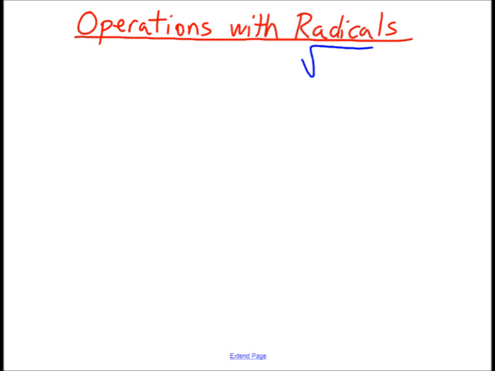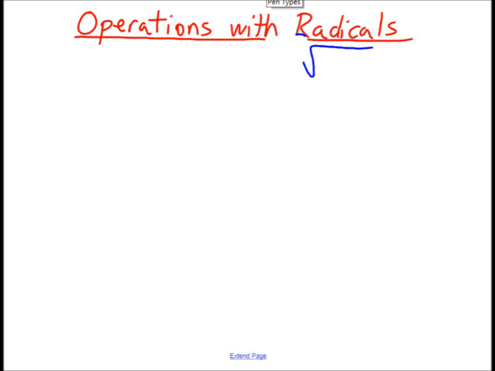If you don't see an index, the index is 2, meaning that you're taking the square root. You won't see an index when we are taking the square root of things, so the index is 2. There's an invisible 2 there, just like there is a coefficient of 1 in front of a variable if you don't see one, or an exponent of 1 if you don't see one.